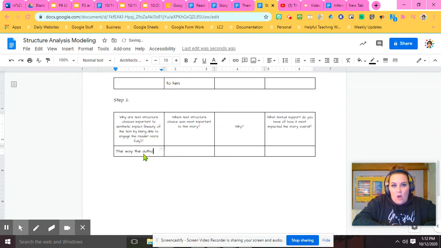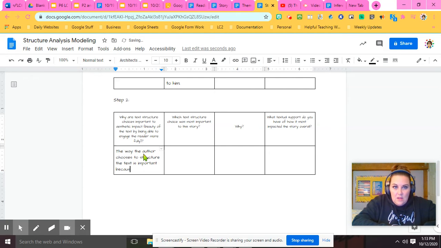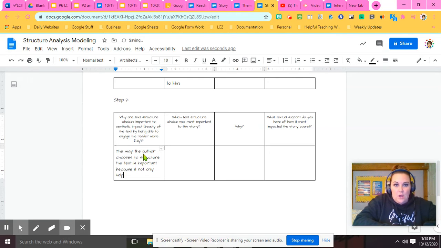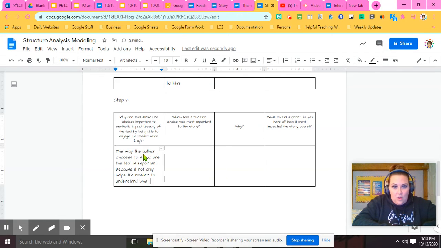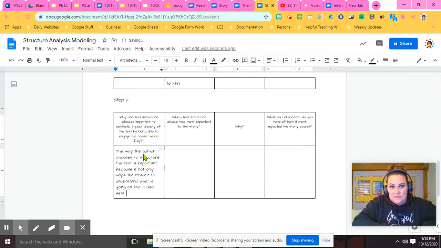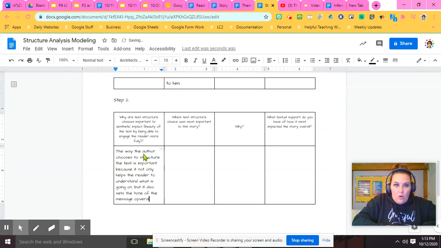Step two, why are text structure choices important to aesthetic impact, the beauty? The way the author chooses to structure the text is important because it not only helps the reader to understand what is going on, but it also sets the tone of the message overall. Why do I say that? Because I said in the beginning, when I was watching it, I didn't really see a problem. Because if you saw a problem, that's a much different tone of the visual text that we were watching here.